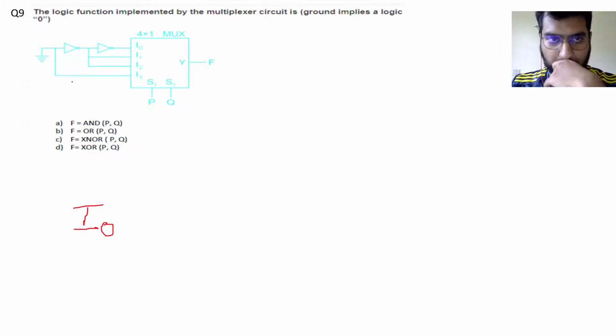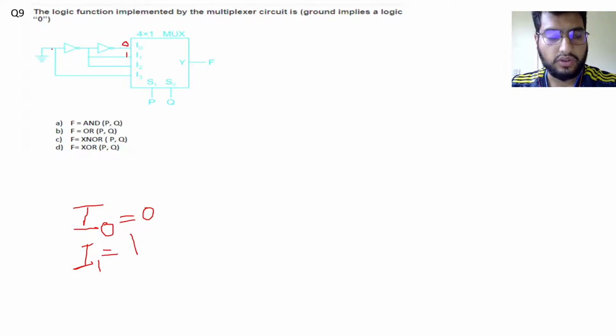Let's write I0 first. This 0 goes to this NOT gate, so it becomes 1 after the NOT gate, and this 1 again goes to another NOT gate, so this would be 0. So I0 is 0. Then we have I1. This 0 goes to the NOT gate, it becomes 1, so I1 is 1. I2 is 1 as well, and now we have I3. I3 is directly connected to ground, so it is 0.